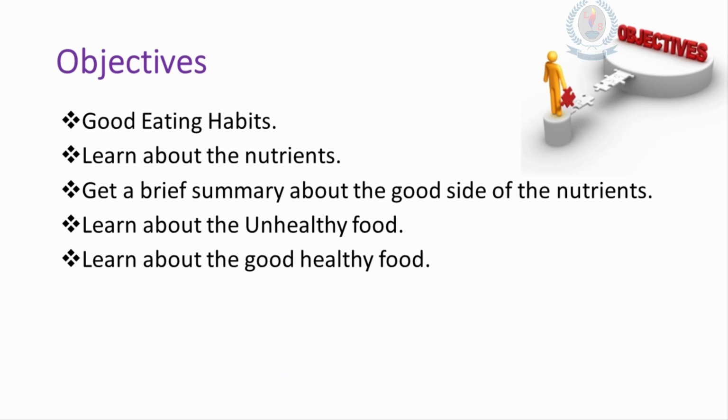Okay, let's see what are the objectives that we are supposed to discuss in this lesson. We will be learning about good eating habits, we will be learning about nutrition, and we will get a brief summary about the good side of having nutrition. We learn about unhealthy food and learn about good healthy food. So these are the objectives, that means these are the things that you are going to learn in this lesson. Okay, let's go to the other part.